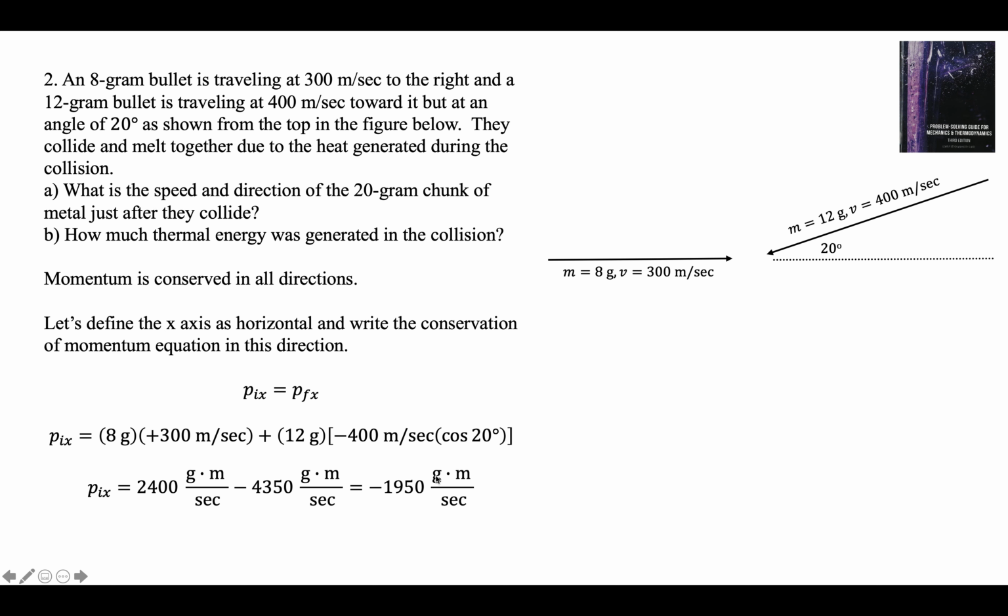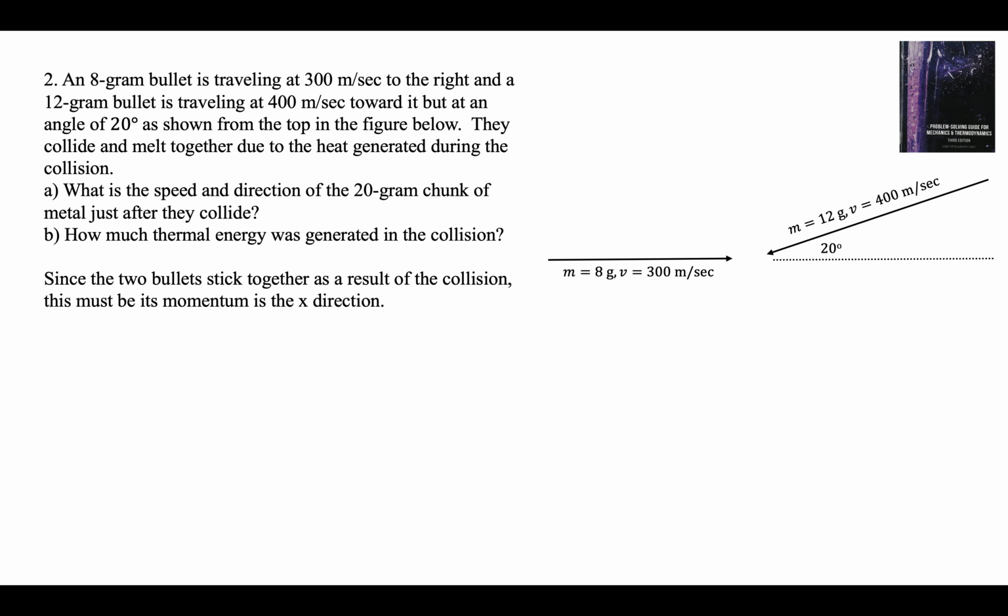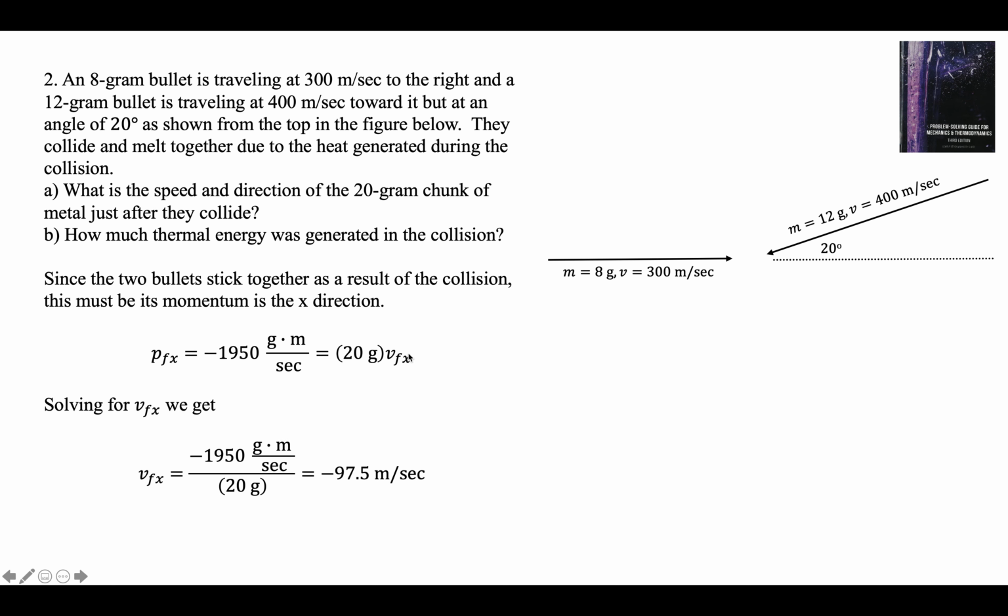So we can calculate this by punching out the numbers, and we get the initial momentum in the x direction is minus 1950 gram meters per second, and that's going to be the final momentum of the blob because there's only one mass afterwards. So we can set the final momentum in the x direction to 20 grams times v final x, and we can calculate v final x as minus 97.5 meters per second. As expected, the 12-gram bullet is going to win. It's going to push it back.